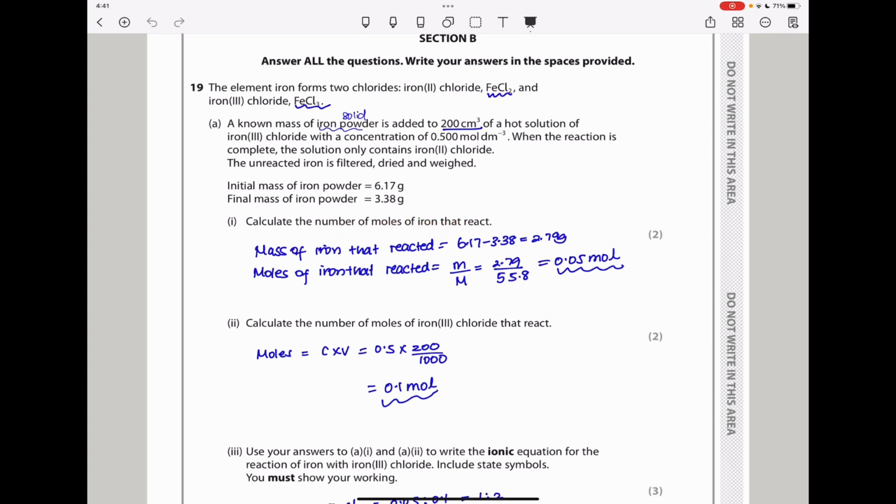Number of moles of iron that react should be the mass of iron divided by the molar mass of iron, or I would say the atomic mass of iron. To get the mass of iron, it's going to be that minus that, which gives us 2.79 grams. When you divide through by the atomic mass of iron, which is 55.8, we get 0.05 moles. These were easy 2 marks to get.